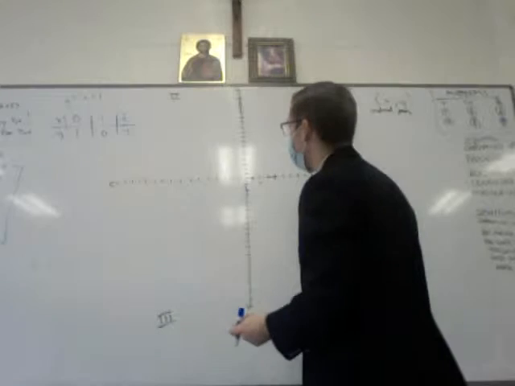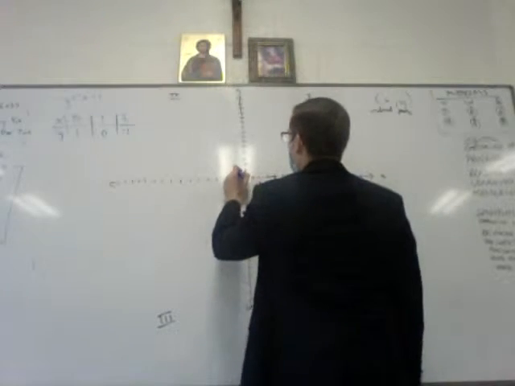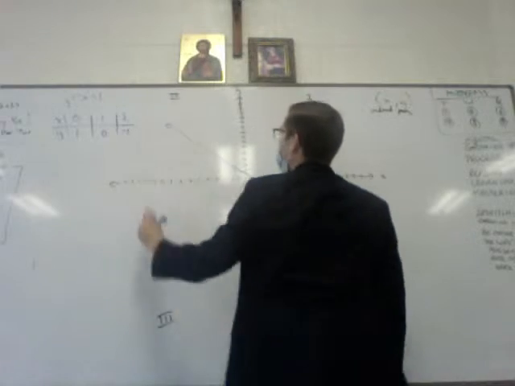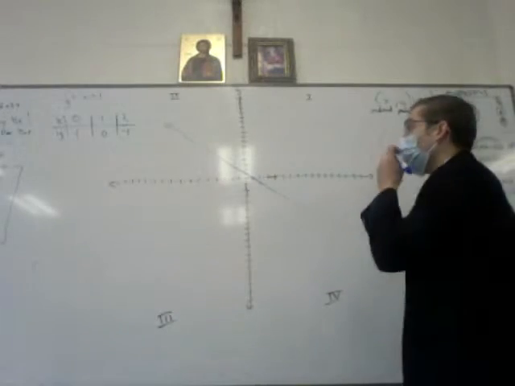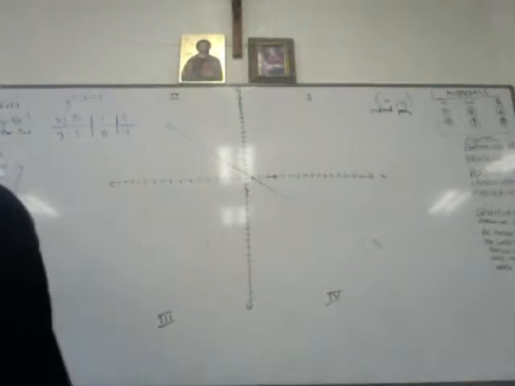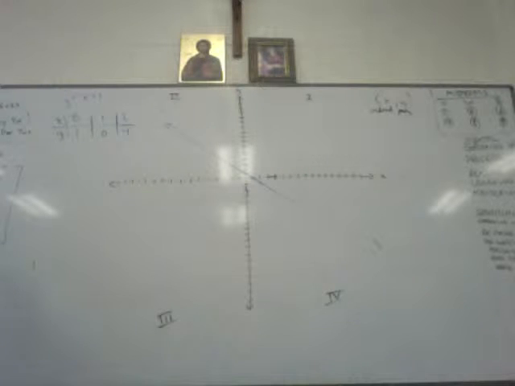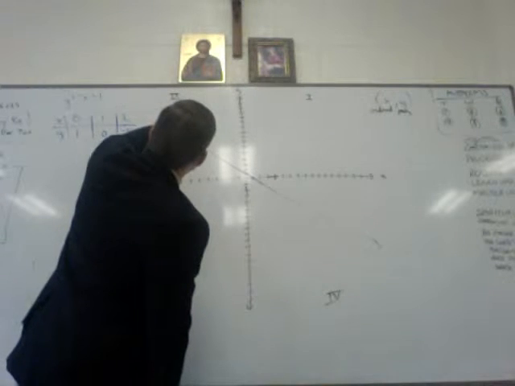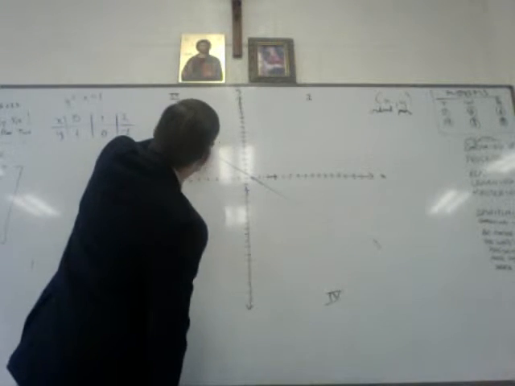So what do we do now? Draw a line through it with arrows on either end, and we should label it. Label it what? Y equals negative X plus 1.